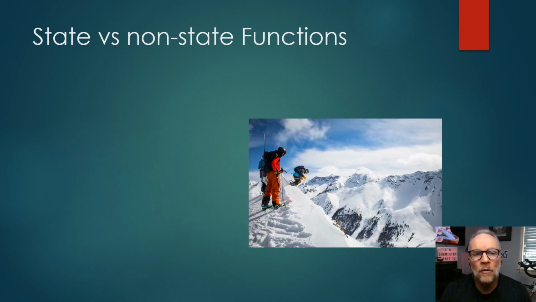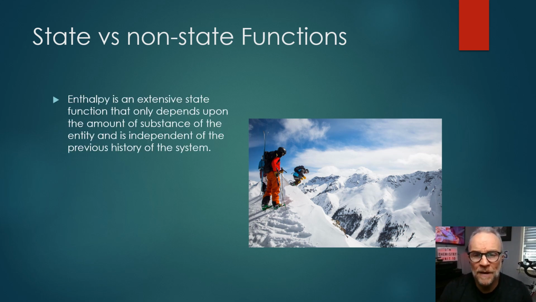Okay, so now we're going to talk about the difference between state and non-state functions. Enthalpy, delta H, is an extensive state function that only depends upon the amount of substance or of the entity being considered and is independent of previous history of the system. So you can think of this, a great example of this is altitude. We have some skiers up here on a mountain, and the altitude that they've reached before they descend is independent of how they got there.